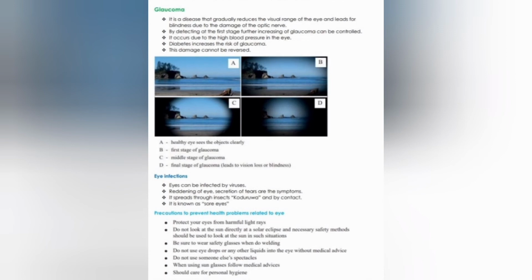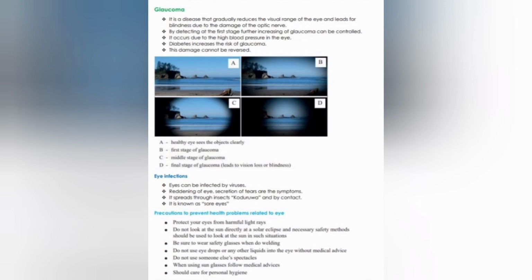Eye infections. Eyes can be infected by viruses. Reddening of eye, secretion of tears are the symptoms. It spreads through insects and by contact. It is known as sore eyes.